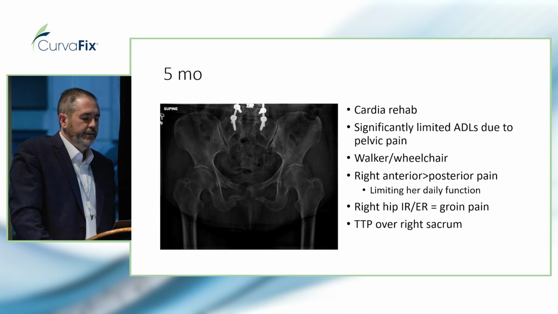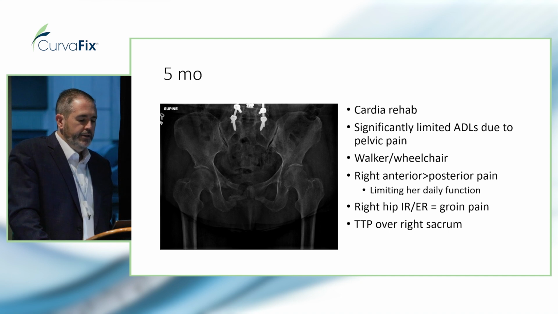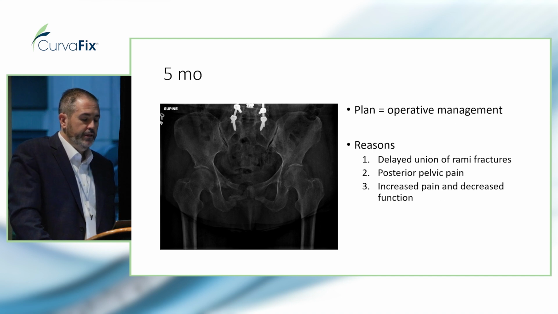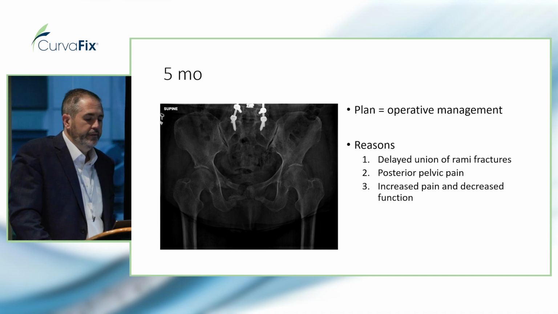5 months later, she comes back, and you can see that she has basically hypertrophic delayed or non-unions of her rami fractures anteriorly. She's using a walker and a wheelchair. Right anterior pain is greater than posterior pain, and she is tender over her sacrum. So she really wants something done.